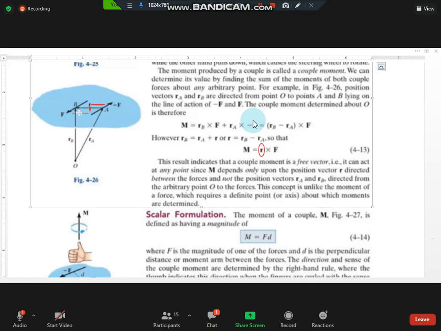Definitely a couple is produced by two forces, so it means that the two forces will have some sort of moment arm. The difference between the moment arms of those two forces will produce the resultant moment arm in that object. So this is why R is the difference in position vectors of the two moment arms. The two moment arms are called the position vectors.